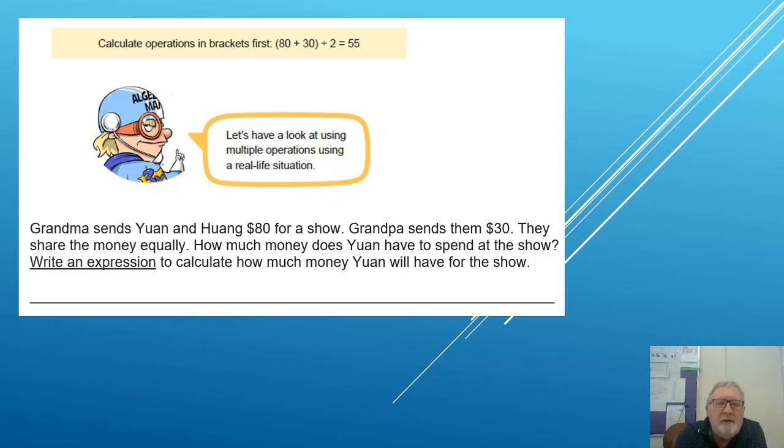So if we've got this story here, Grandma sends Yuan and Huang $80 for a show. Grandpa sends them $30. They share the money equally. So we've got $80 from Grandma, $30 from Grandpa, and sharing equally among 2 people is dividing by 2. So if they're sharing the total money equally, we need to add the money first. How much does each child have to spend at the show?